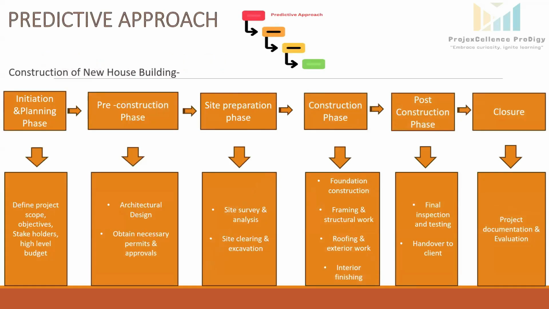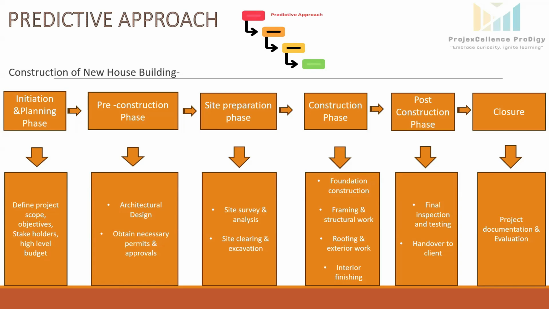Construction of a new house building. Just assume I want to build my house and I invited one civil contractor who has good experience in building houses. This complete project life cycle will pass through 6 phases from initiation to closure: the initiation and planning phase, then the pre-construction phase, then the site preparation phase, then the construction phase, then the post-construction phase, and finally the closure phase. Don't get confused by the names of the phases because these may vary, depending on the project or the project outcome.